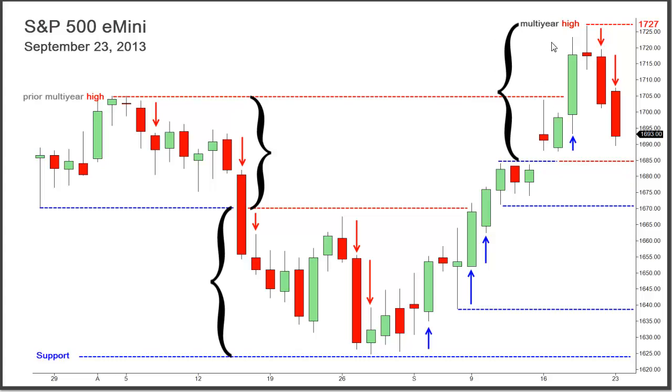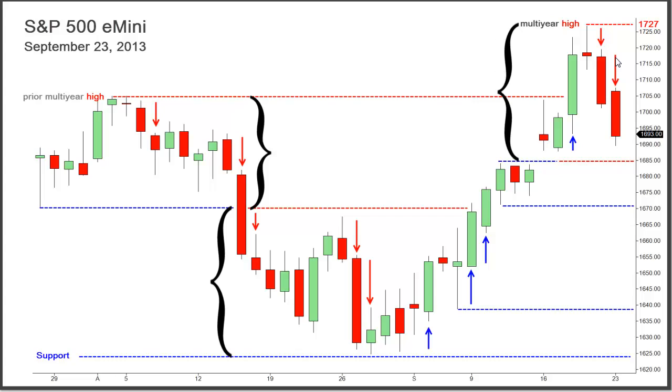Last week, the S&P 500 broke out above the prior multi-year high at 1705 and auctioned up to a new multi-year high at 1727. Following the initial breakout, the S&P futures auctioned modestly higher in the next day's session. On Friday, S&P futures failed to auction back up and retest the multi-year high.